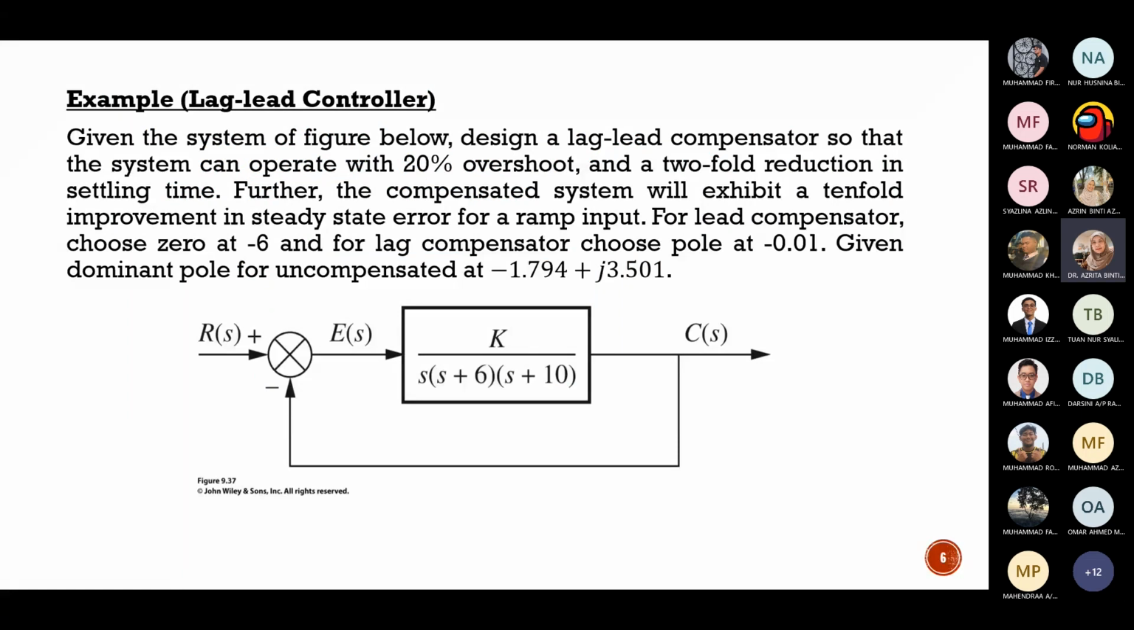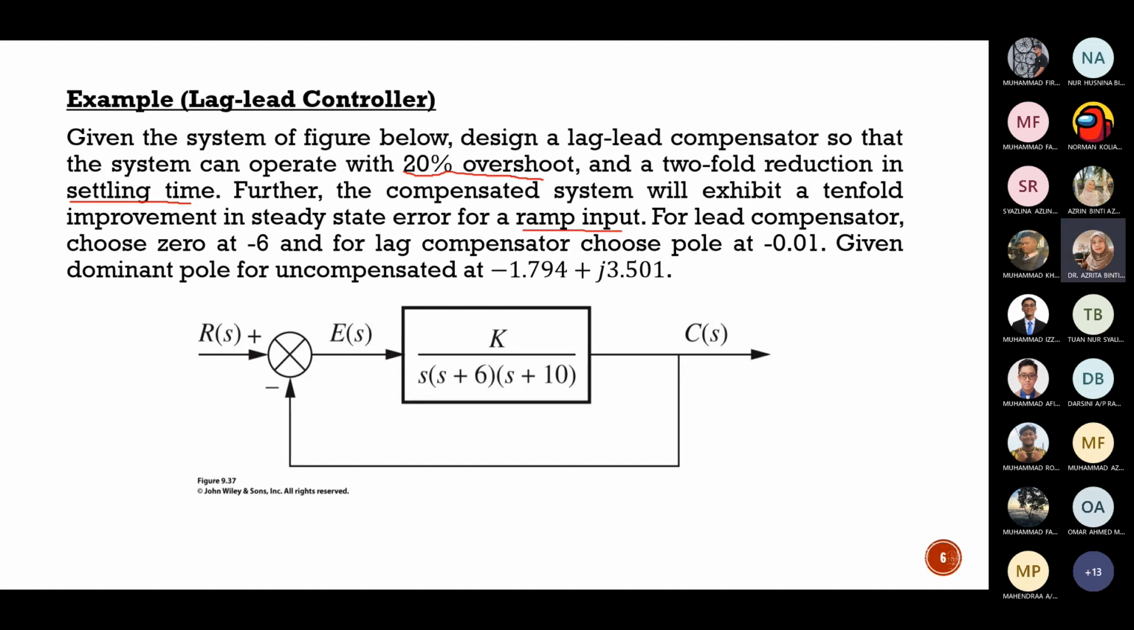Now we look at an example for the lag-lead controller. We try to solve, or design, the lag-lead controller using this example. Given the system in the figure below, you need to design a lag-lead compensator so that the system can operate with 20% overshoot and a twofold reduction in settling time. Further, the compensated system will exhibit a tenfold improvement in steady-state error for a ramp input.